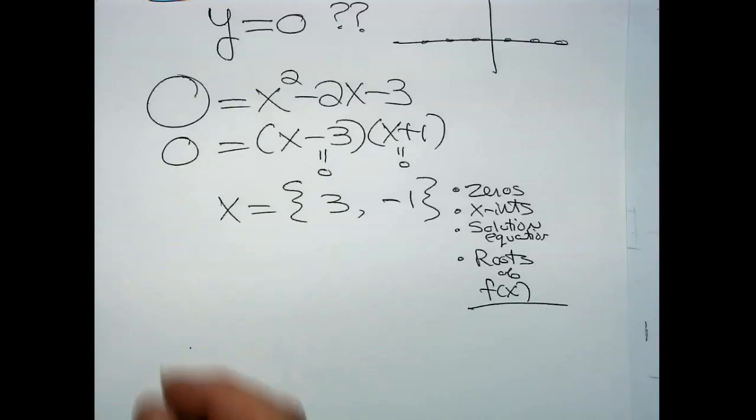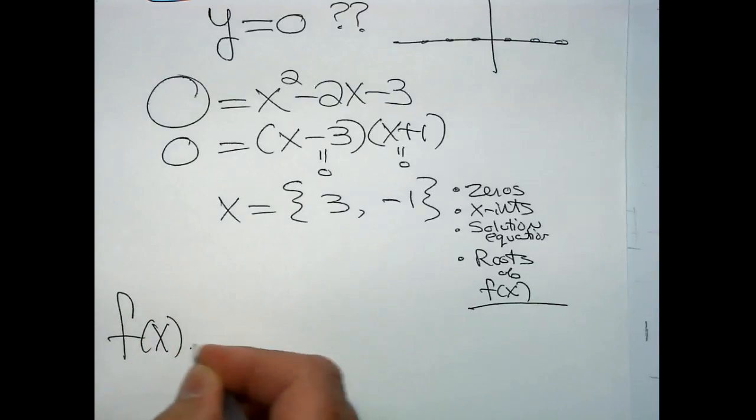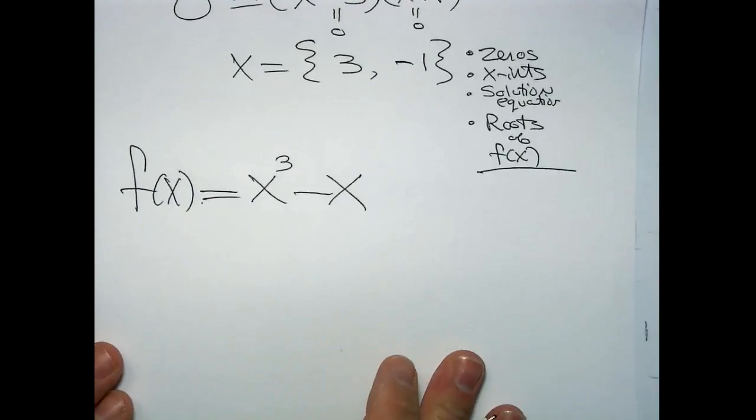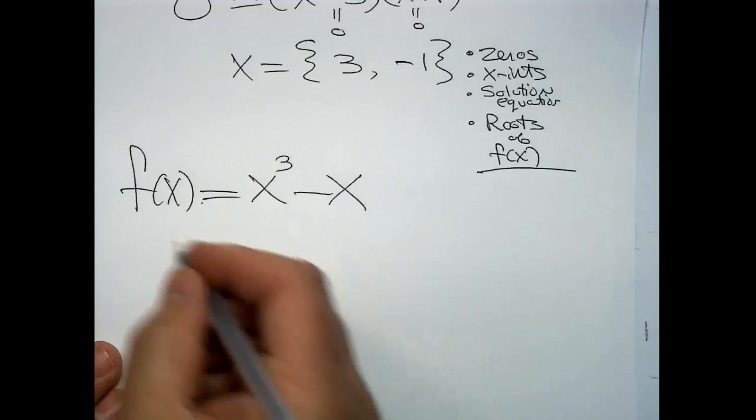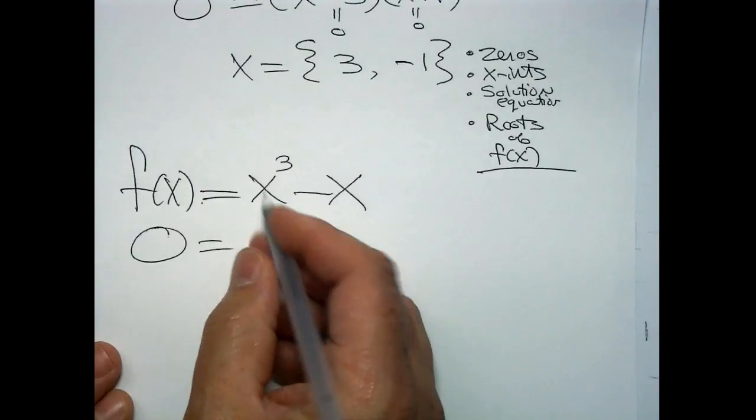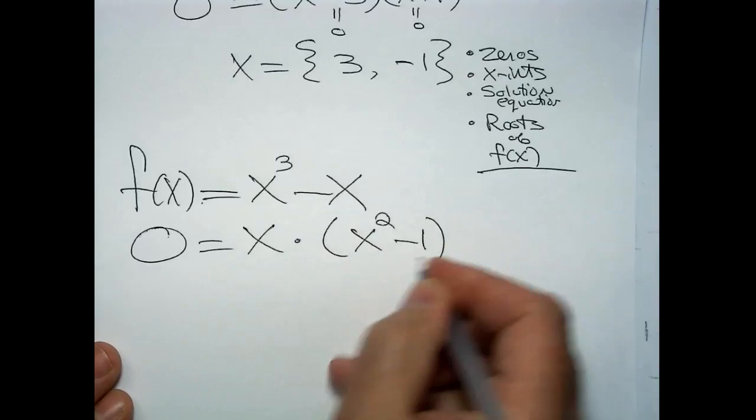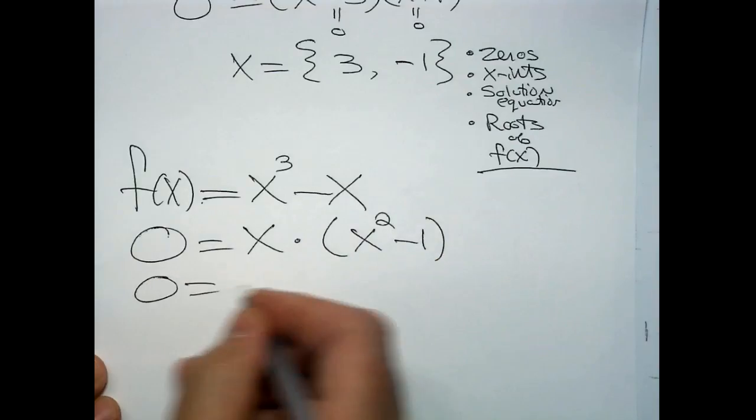How about we have a function, like the example in the book, which is actually very good. Where would this touch the x-axis? Where are the zeros for this? Set y equal to 0, and let's find out. Let's factor this. Factor out the common x. That's the difference of two squares. Factoring really helps out here.